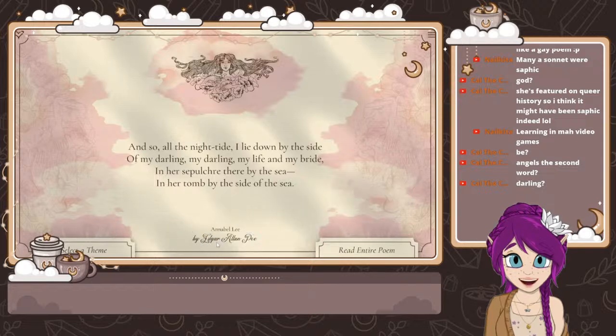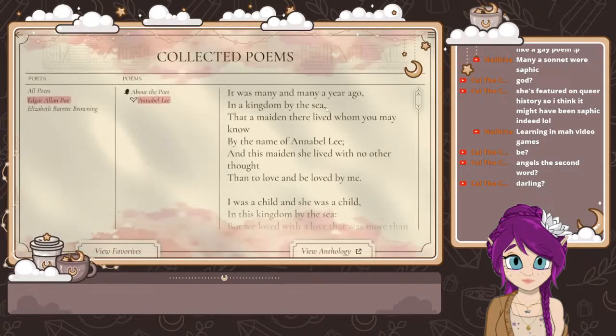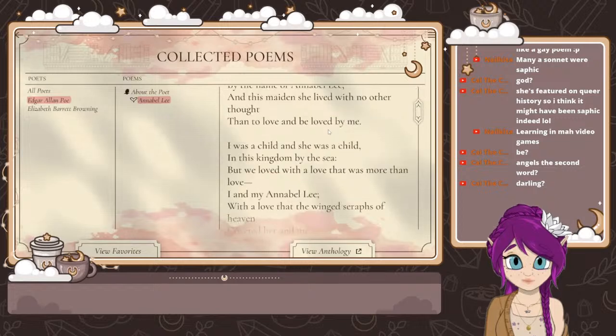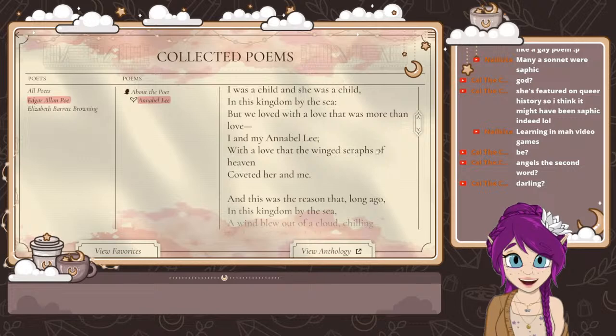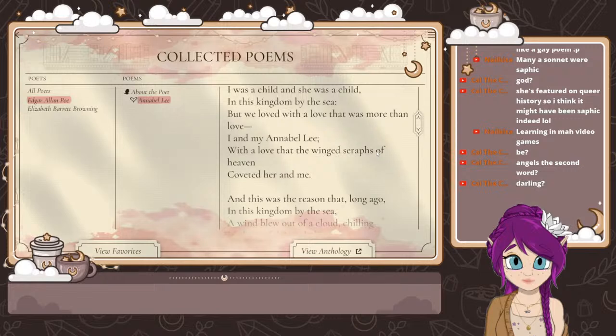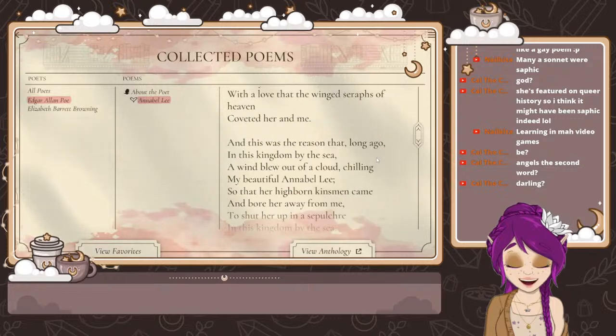Annabel Lee by Edgar Allan Poe. It was many and many a year ago, in a kingdom by the sea, that a maiden there lived who you may know by the name of Annabel Lee. And this maiden she lived with no other thought than to love and be loved by me. I was a child, and she was a child, in this kingdom by the sea, but we loved with a love that was more than love, I and my Annabel Lee.